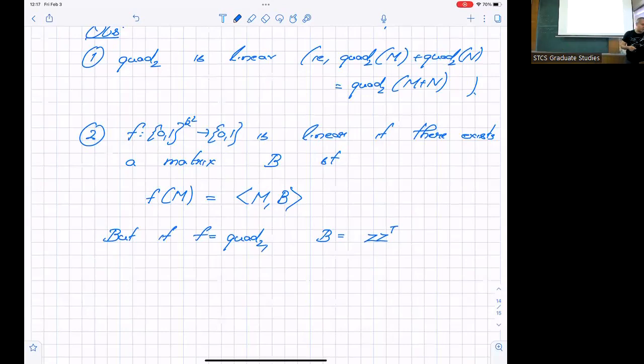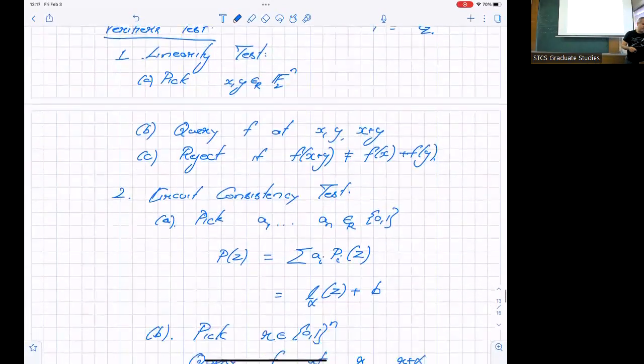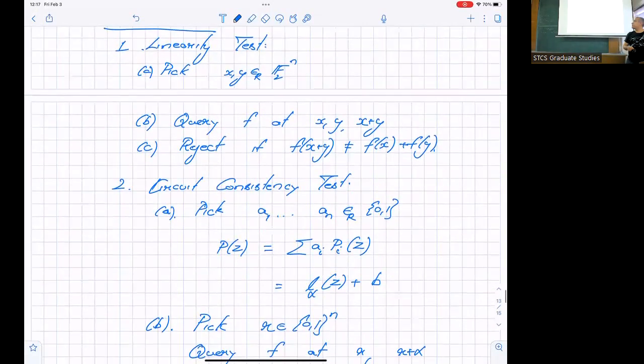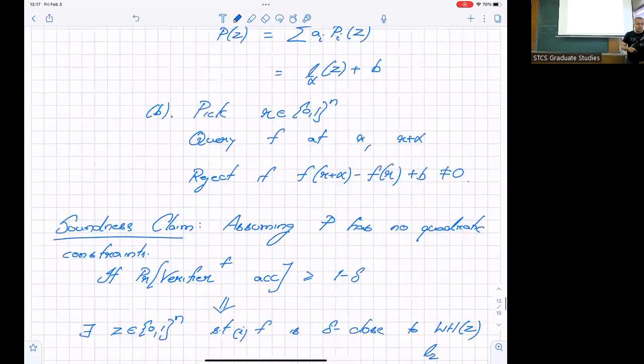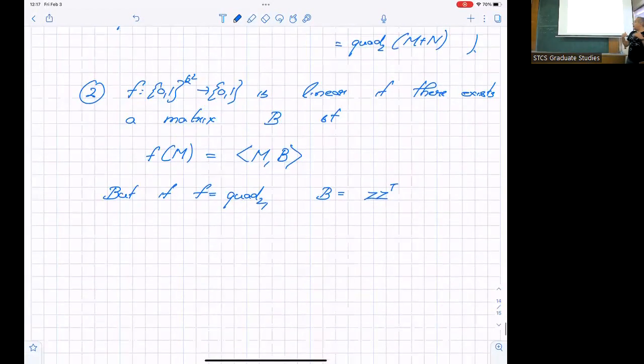So we have to design this one extra test. Previously there was a linearity part and a circuit consistency part. But in between, you'll have to check that the quadratic encoding is referring to a matrix B, which is given by the linearity test, and that that matrix B is actually ZZ transpose, where that Z is the Z coming from the Walsh-Hadamard encoding. So the question is, how do we design that test?